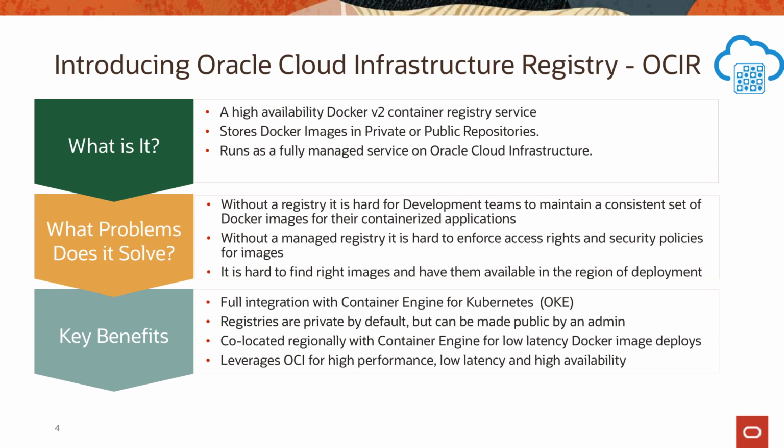So what are the key benefits of OCIR? One, it is fully integrated with the container engine for Kubernetes, our Kubernetes service running on OCI. The registries by default are private, but you can also make them public if you have the rights to do so. It's also co-located regionally. So if you're running your applications on OKE, the OCIR registry service is also co-located in the same region. So you get that high performance, low latency, and highly available access to those images which are running in the same region for you.